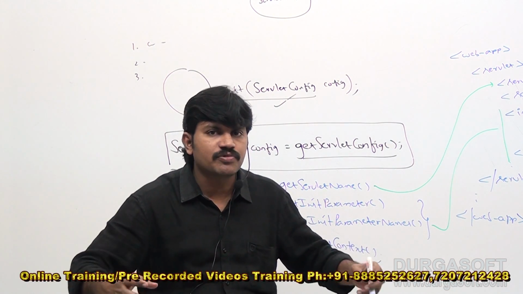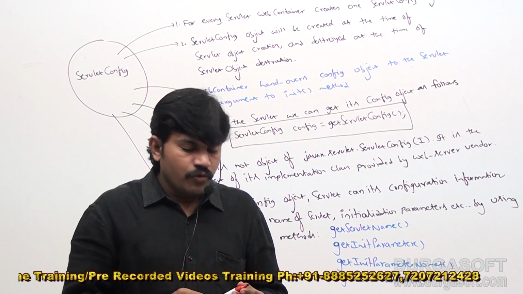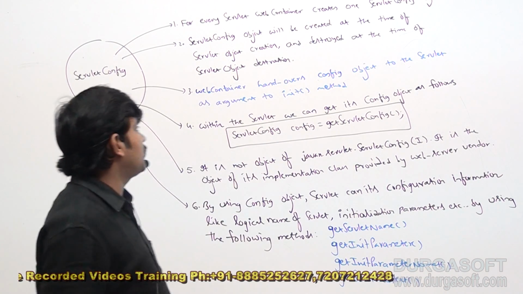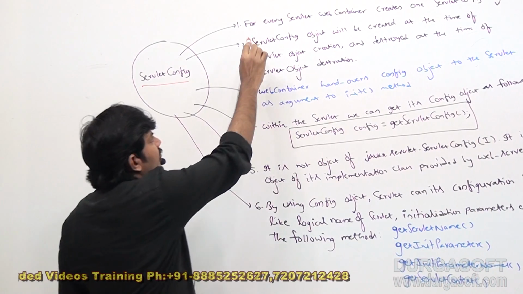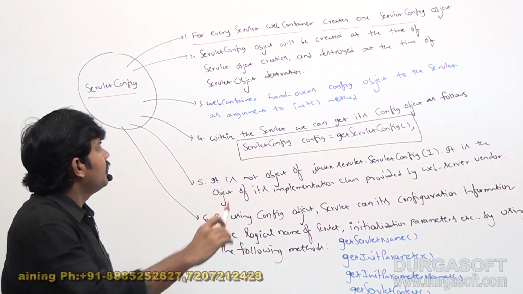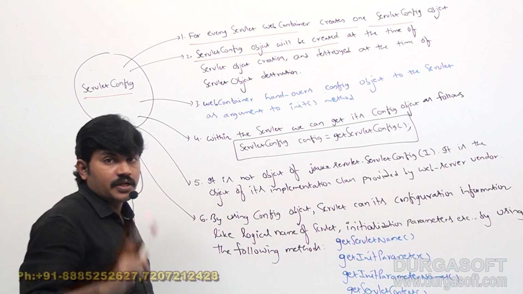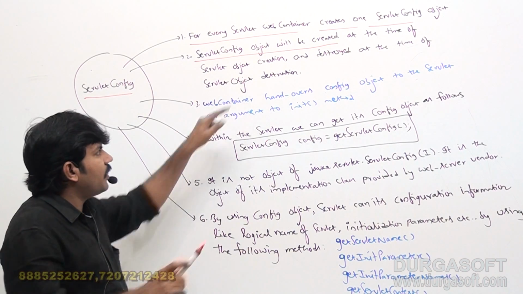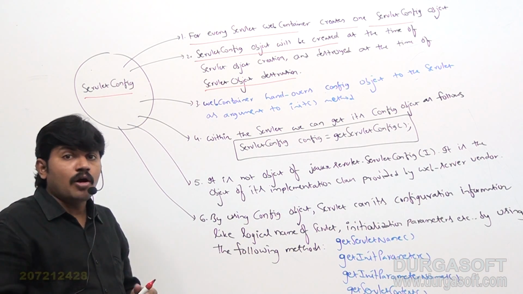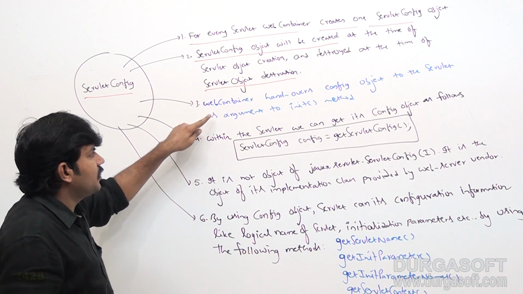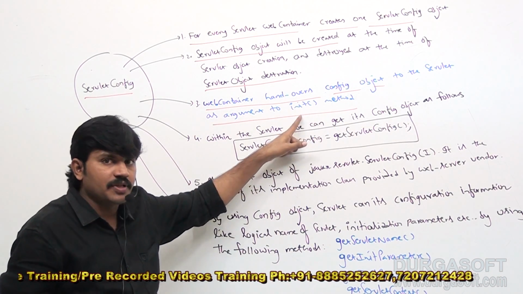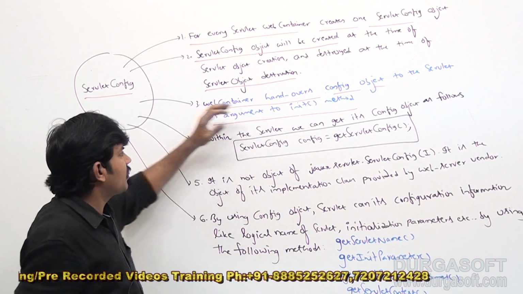Sir, let me summarize all these points whatever I covered. Just observe the points we covered related to servlet config. Let me summarize once so that you people can understand easily. For every servlet, the web container creates one servlet config object. For every servlet, how many servlet config objects will be created? One. Next, the servlet config object will be created at the time of servlet object creation and destroyed at the time of servlet object destruction. The web container hands over the config object to the servlet as an argument to which method, sir? The init method. As the argument to the init method, the web container will hand over the servlet config object, right?